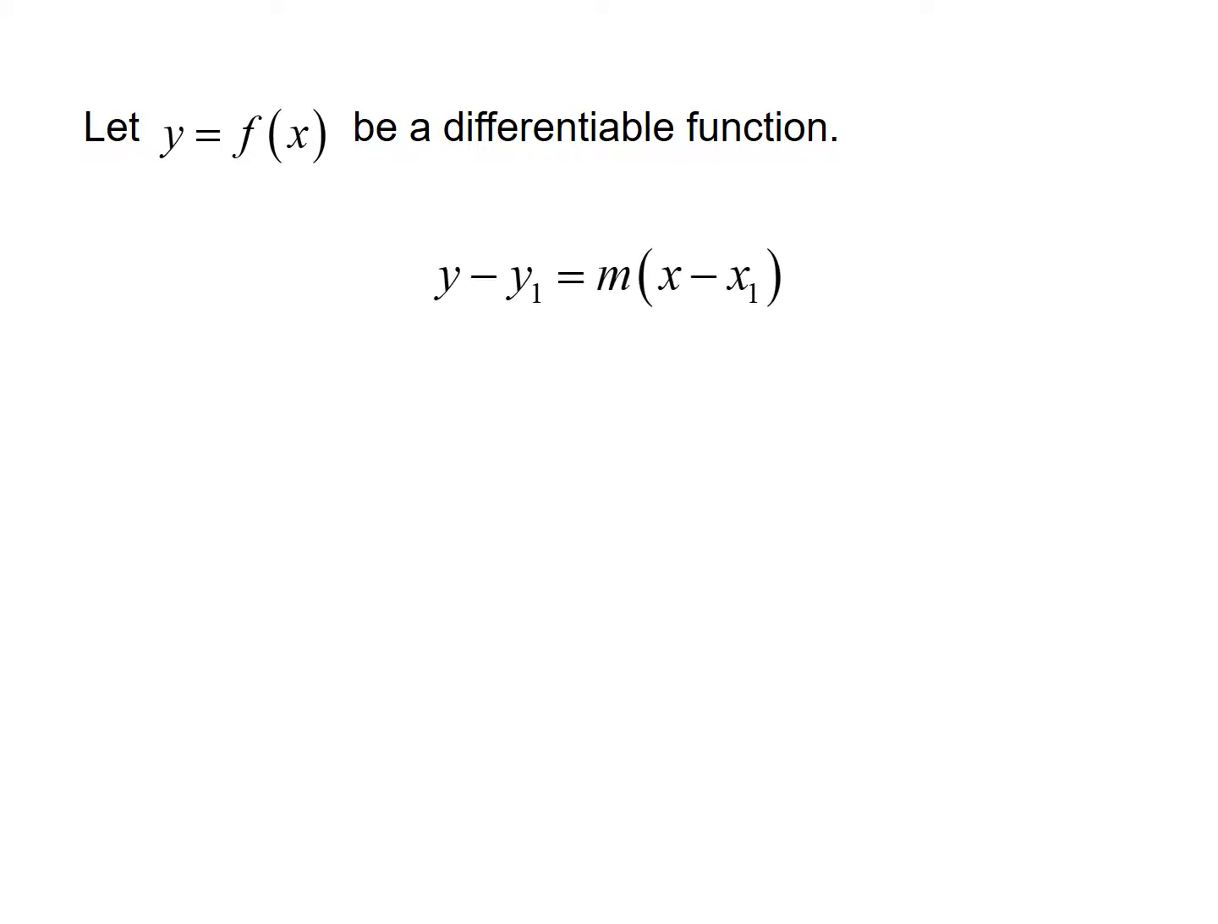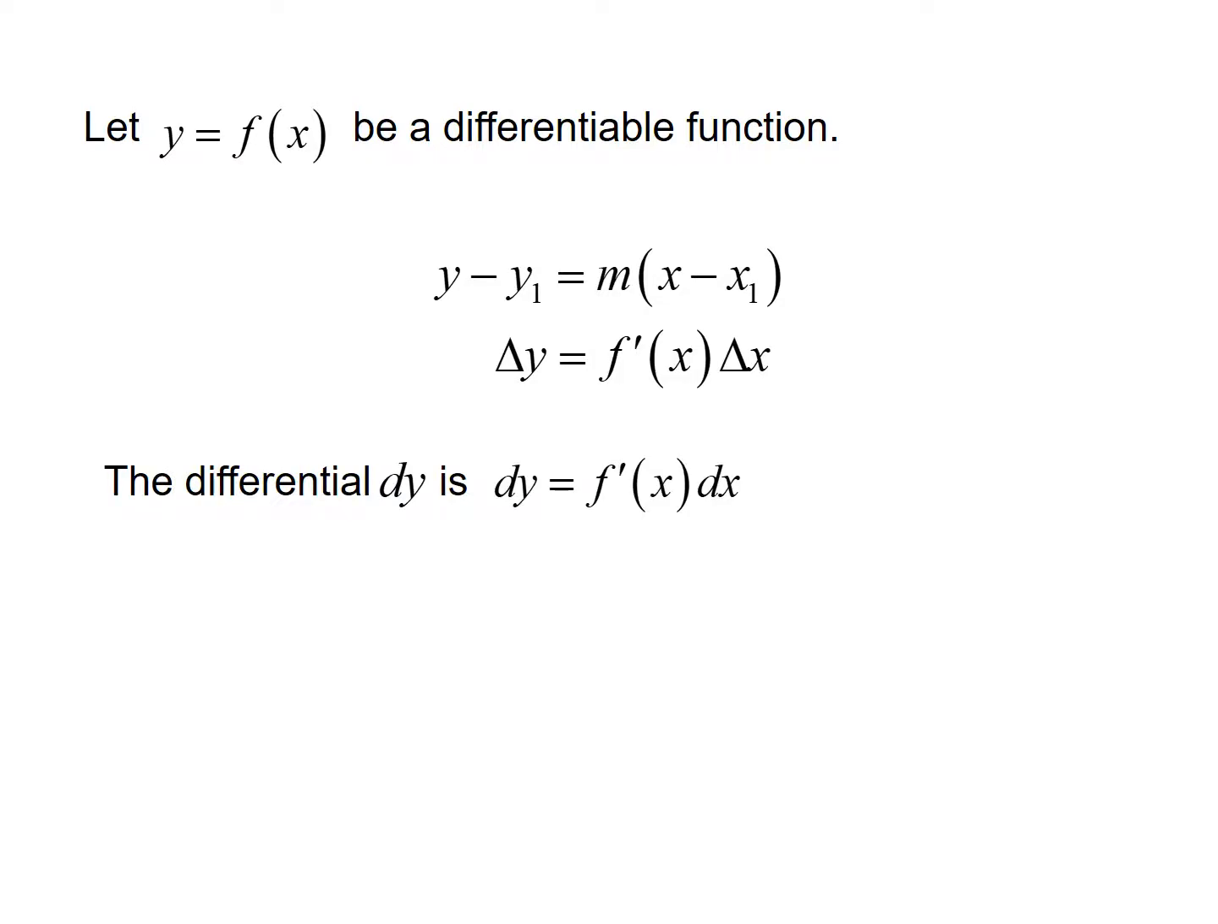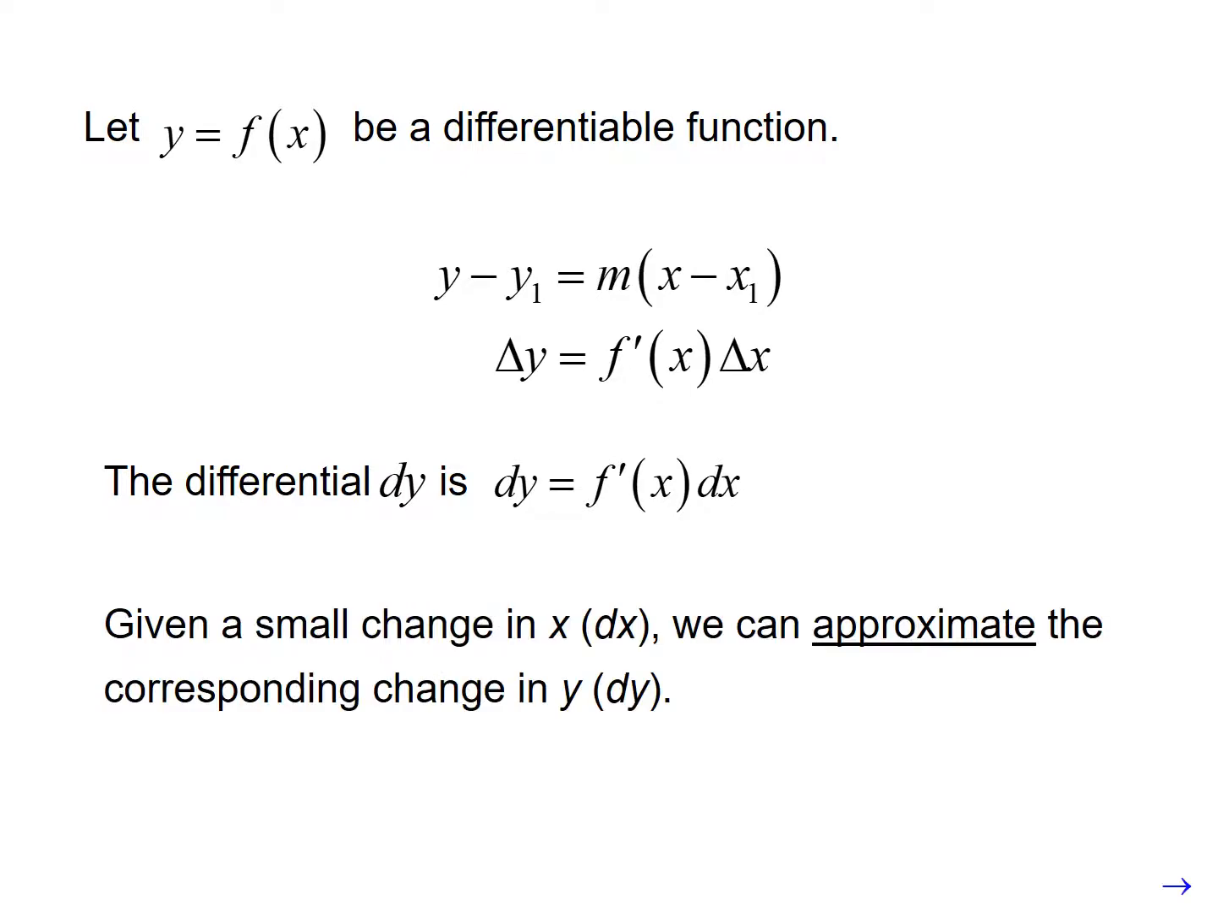So here's our function. Y minus y1, we can call that delta y. X minus x1 is delta x. M is f prime of x. And as delta y and delta x get really small, we can call those dy and dx. So let's say that we have dy equals f prime of x dx. Now, keep in mind that dy and dx are these infinitely small little pieces. As soon as I give it a value, if I say dx equals 0.1, this equation now becomes an approximation because I've given it a finite value.